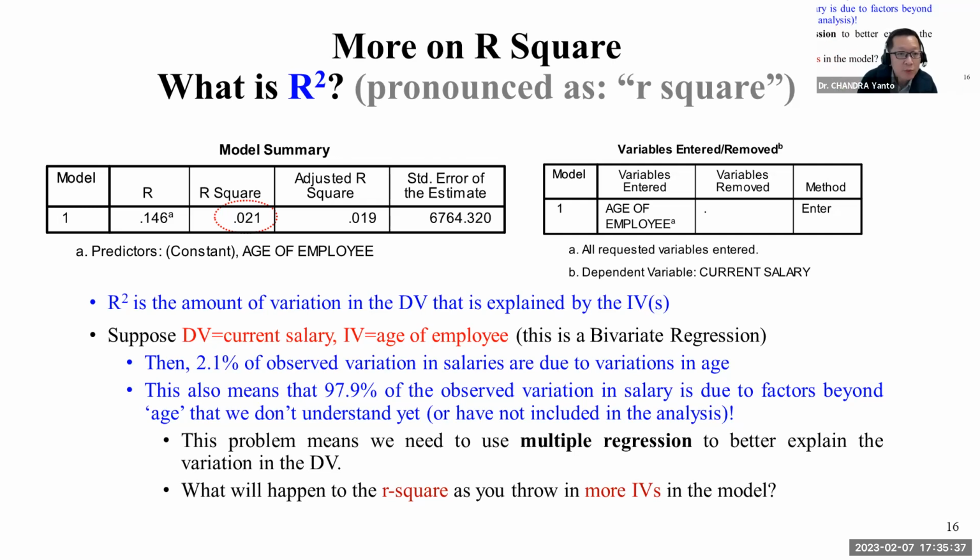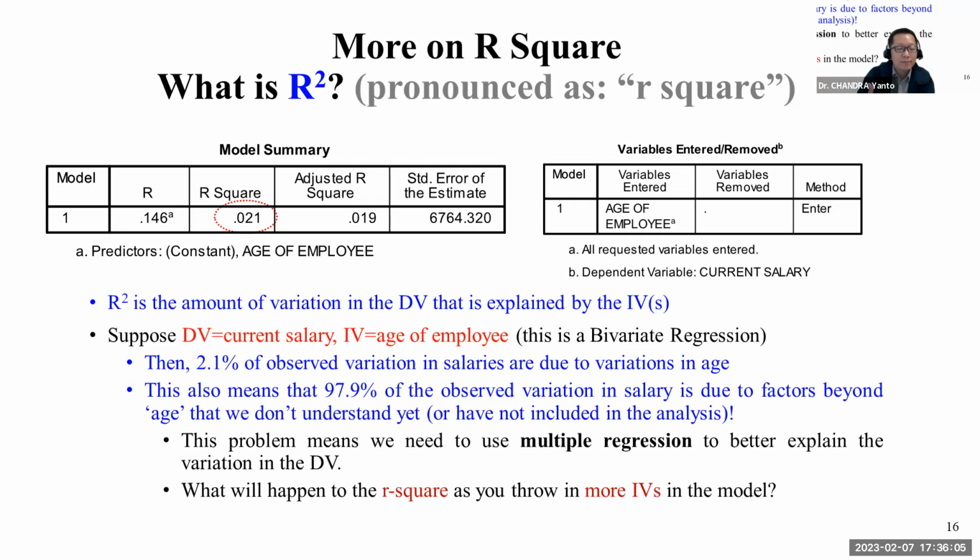So what does that mean? If only 2.1% of the variation of salaries can be explained by the variable called age, that means there are 100% minus 2.1%, which is 97.9%. So almost 98% of the variation of the salary, the dependent variable, is beyond the factor called age. There are other variables that we have not yet understood, that we have not studied.